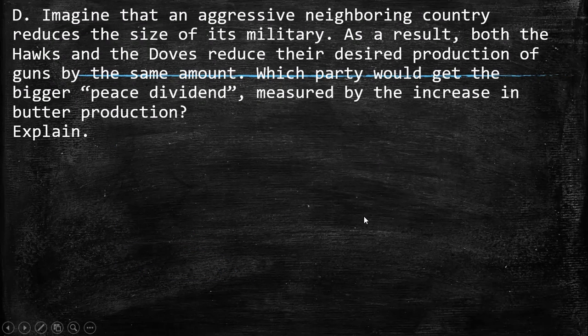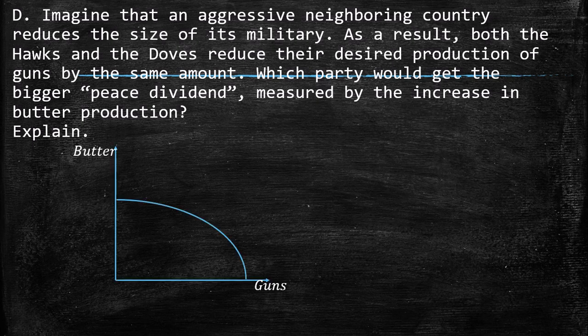The question says, imagine that an aggressive neighboring country reduces the size of its military. As a result, both the Hawks and the Doves reduce their desired production of guns by the same amount. Which party would get the bigger peace dividend, measured by the increase in butter production? Explain. So again we have here the bowed-out shaped frontier, and the H choice here.